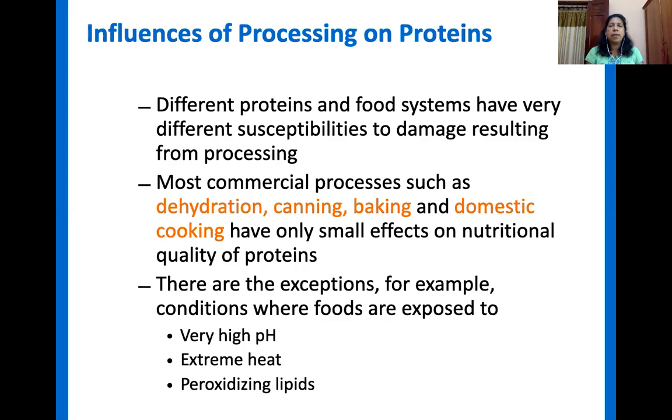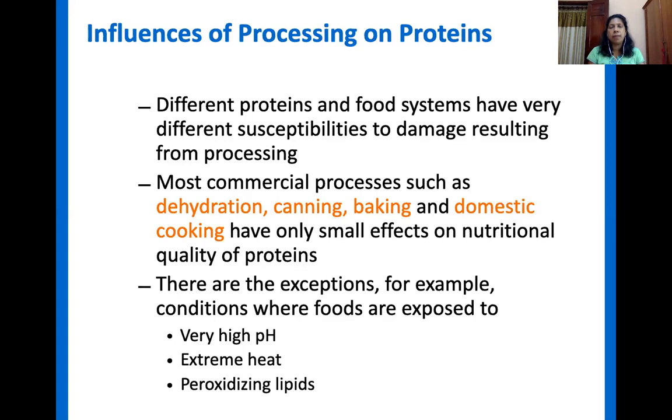Those dehydration processes do not affect the nutritional quality of the protein. Nutritional quality of the protein means we are not going to change the amino acid profile of the protein. In the case of canning, we use high temperature. But though we are using high temperature, the protein quality will not be affected. It breaks down the peptide chain and the structure of the protein, but we can't change the amino acid profile. Therefore it does not affect the nutritional quality.